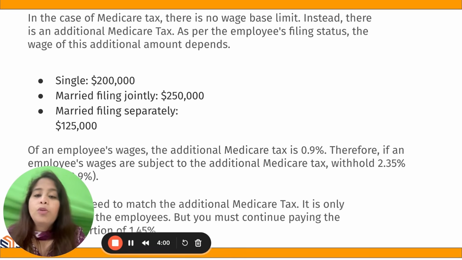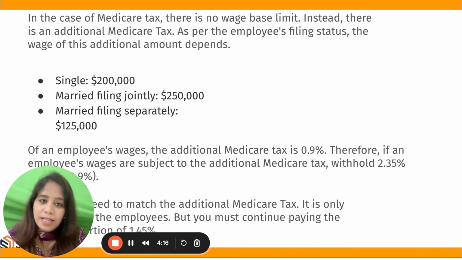So that was about FICA. To recap, FICA has two parts. One is OASDI, the second is Medicare. OASDI is called Social Security. For OASDI, we contribute 6.2% from both sides of the earnings of the employee.